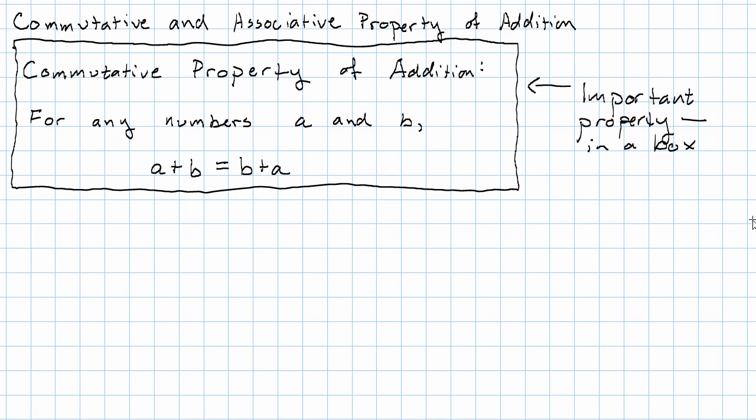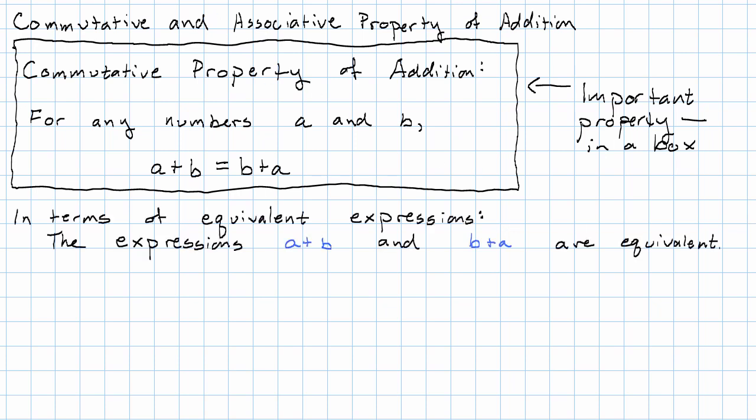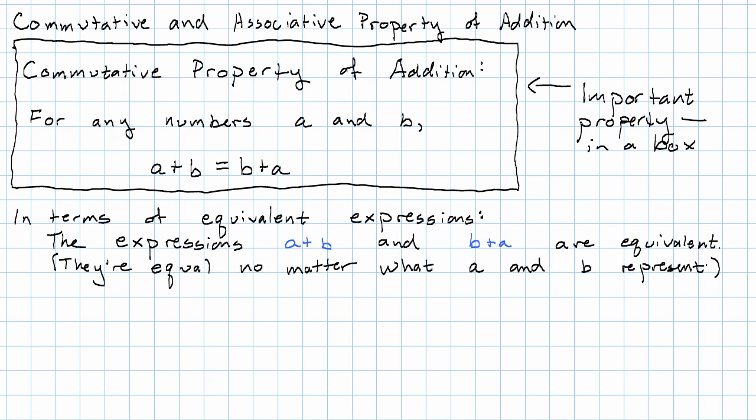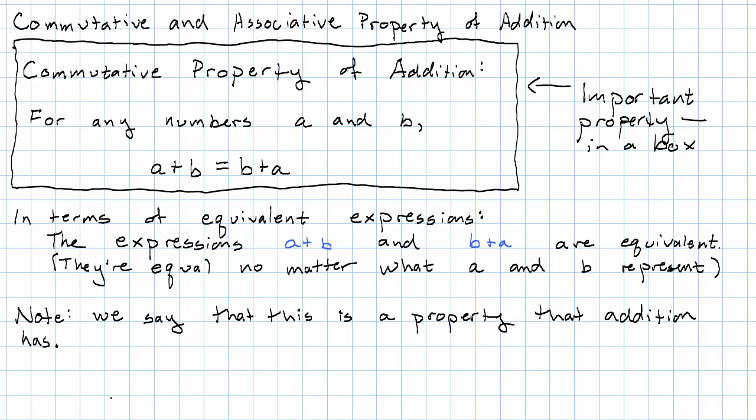Now, I said this property was best described in terms of equivalent expressions. And it's true. This is a statement that two expressions are equivalent. In particular, the expressions a plus b and b plus a are equivalent. That is, they're equal no matter what a and b represent. Notice also, since this is true for any numbers, we say that this is a property that addition has. Addition has the commutative property.